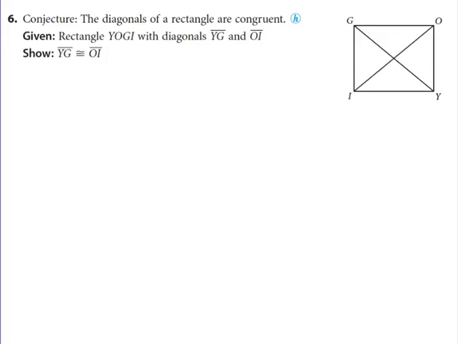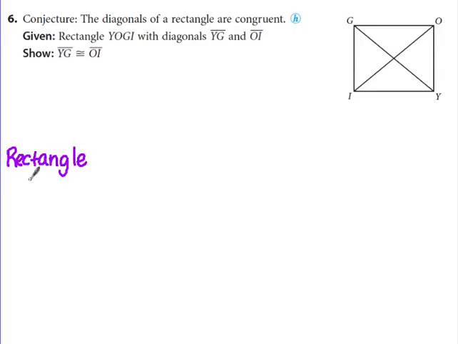So now we're going to write one without filling in. You'll have a couple of these on your homework today. First of all, we need to prove that the diagonals of a rectangle are congruent. They tell me I've got a rectangle with diagonals YG and OI. Now there are various ways to do this. The first place I would start with is that you have a rectangle.